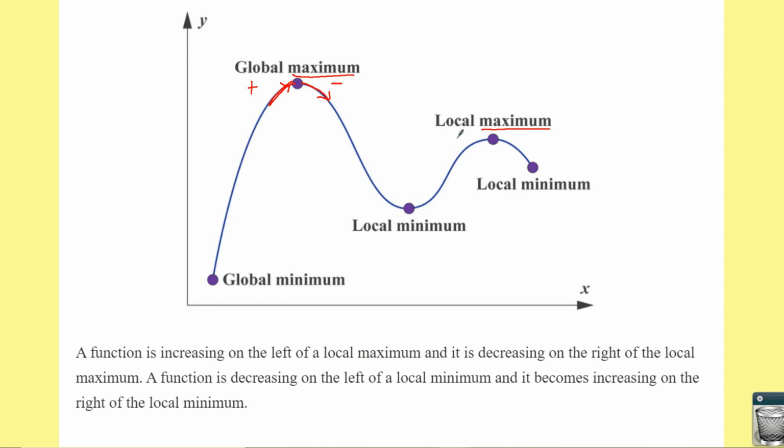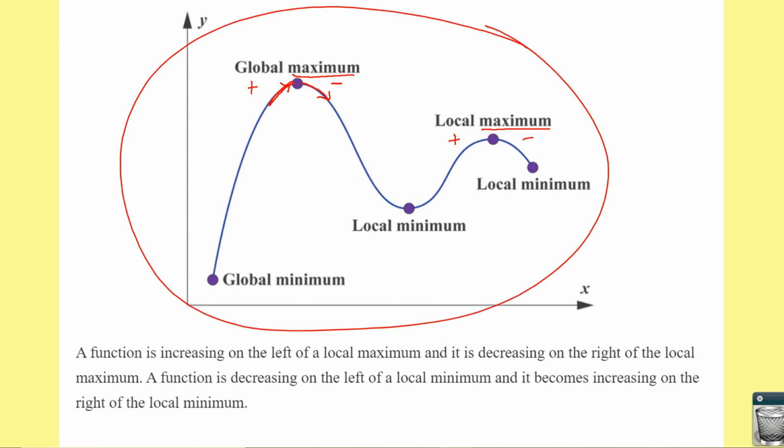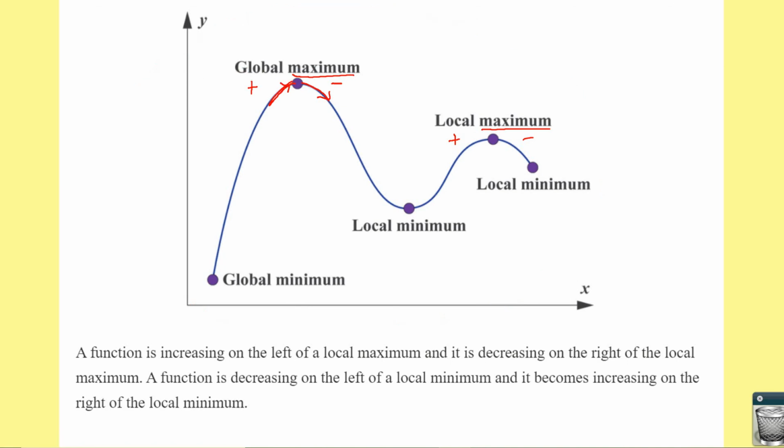Now, the difference between a local and a global is, a local just means that around it is going to have that positive slope on the left side, negative slope on the right side. But global means overall. Look at the entire function. That is the absolute highest it gets. So global is like overall.